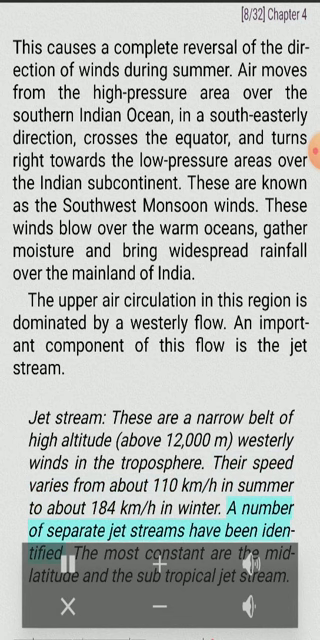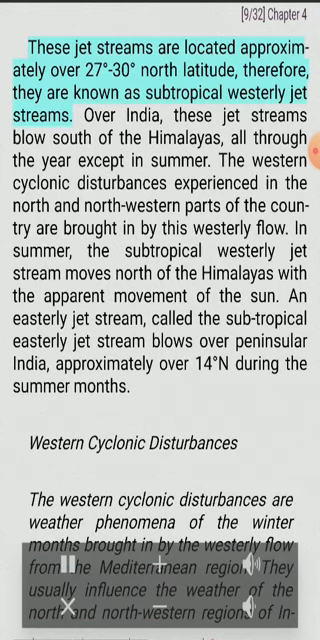A number of separate jet streams have been identified. The most constant are the mid-latitude and the subtropical jet stream. These jet streams are located approximately over 27 to 30 degrees north latitude, therefore, they are known as subtropical westerly jet streams. Over India, these jet streams blow south of the Himalayas, all through the year except in summer.